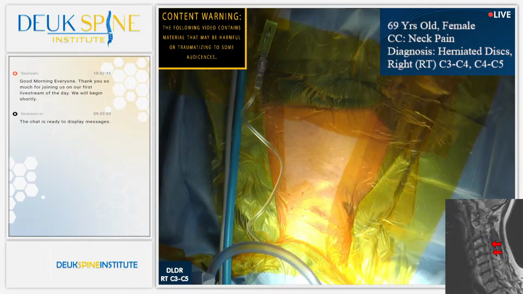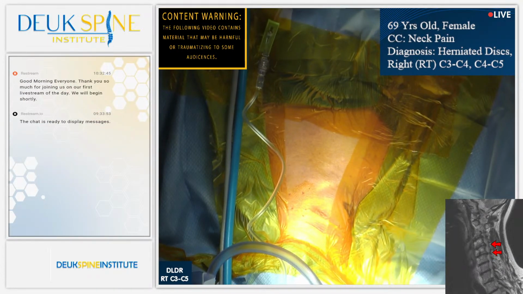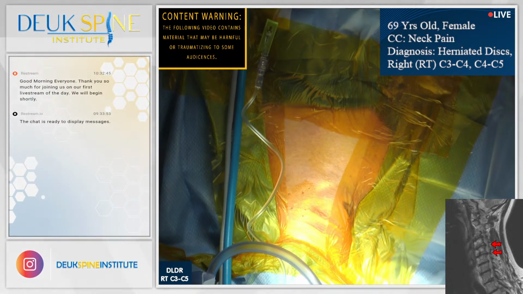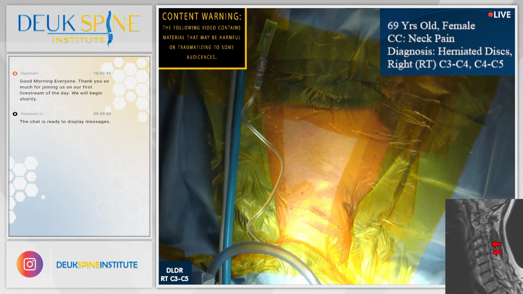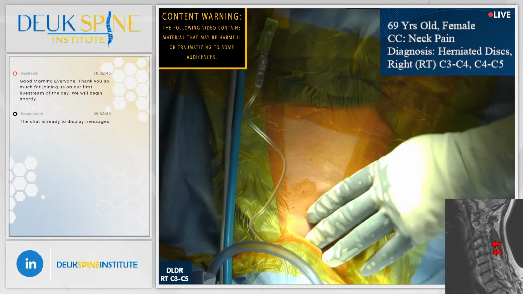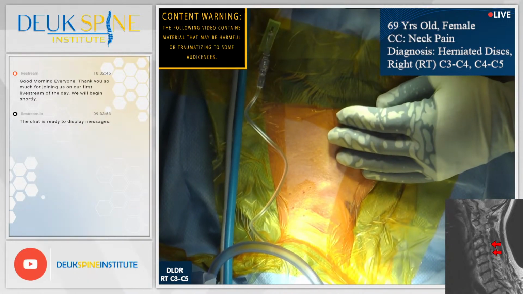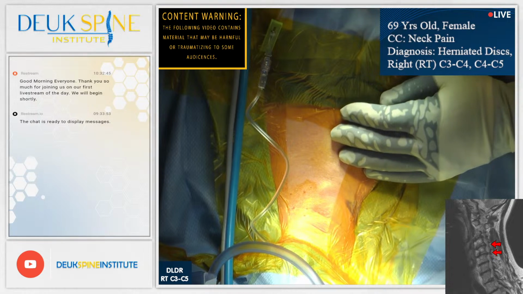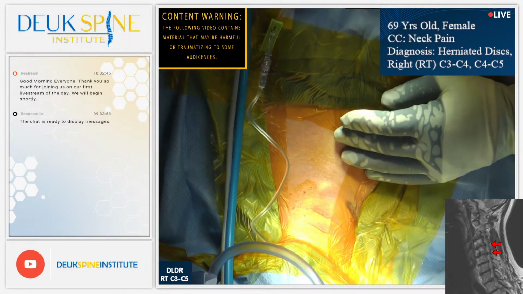And good morning, I'm Dr. Deuk, and we're broadcasting live from Surgery Center Viera and Deuk Spine Institute. Live spine surgery, Tuesday, June 18, 2024. Our first patient is from Miami. She has multiple disc herniations in her neck. We're going to be fixing two of them, the two worst ones, number 3, 4, and 4, 5.